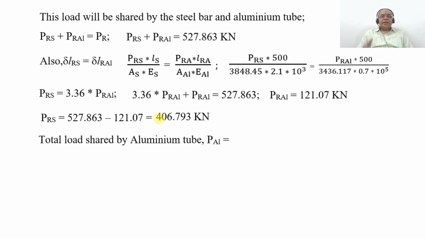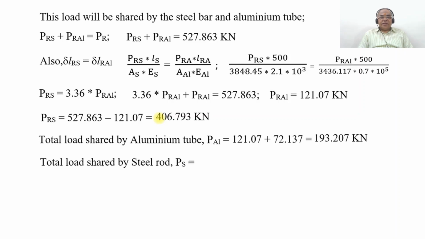What is the total load shared by the aluminium tube? The total load shared by the aluminium tube is the initial load required to compress the aluminium by 0.15 plus the remaining load on the aluminium tube. So that is 121.07 plus 72.137, which is equal to 193.207 kilonewton, the total load coming on the aluminium tube. Then the load shared by the steel rod will be equal to 406.793 kilonewton.